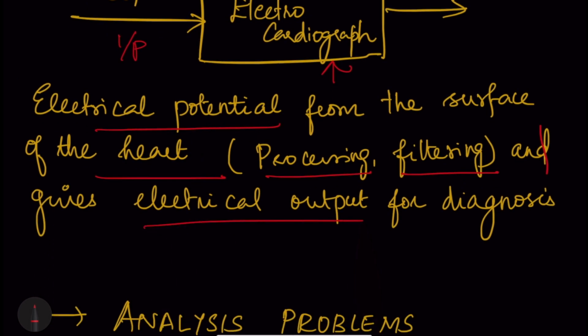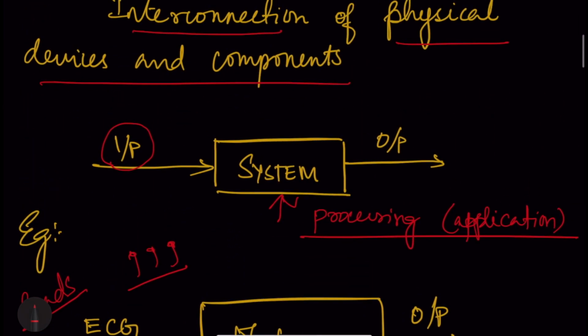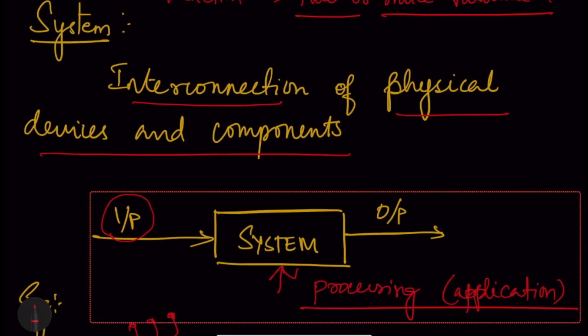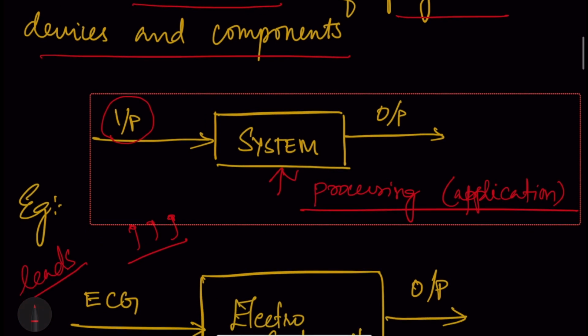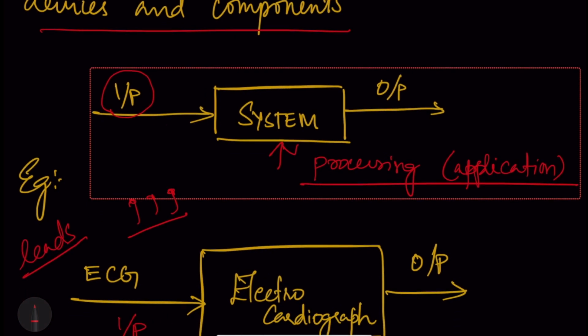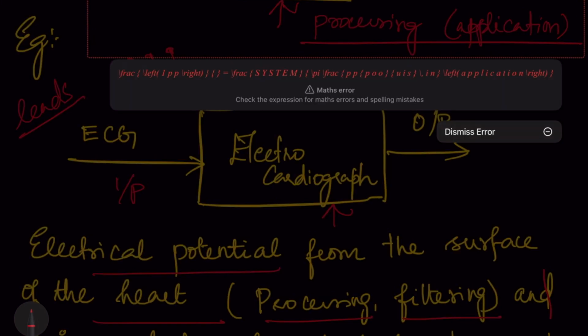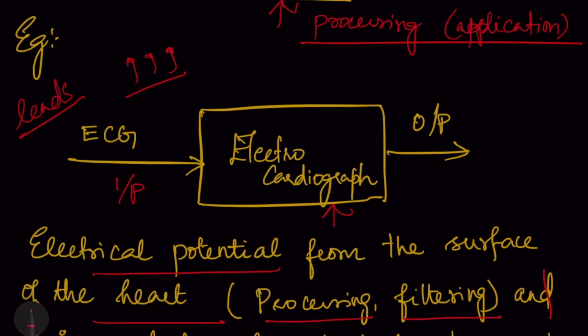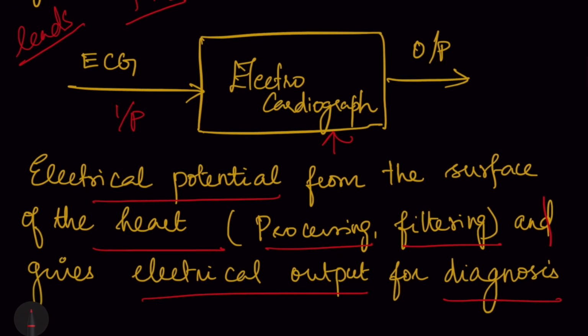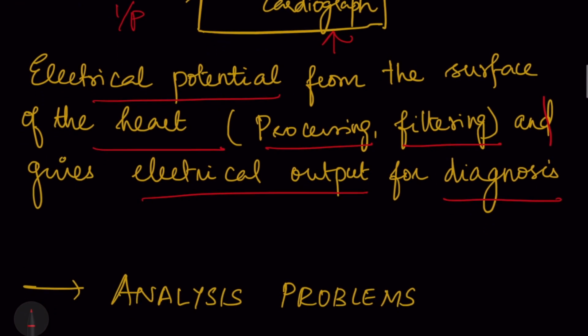To be very simple and precise, what is a system? It is an interconnection of physical devices and components. This block diagram will be sufficient, where you put an input, a system and an output. In the system is where you will have the different types of processing done based on the application. A very simple example is the electrocardiograph, where the input is the electrical potential from the surface of the heart, processing and filtering are done in the system, and the electrical output is taken for diagnosis. So that is a crisp definition of signals as well as systems.